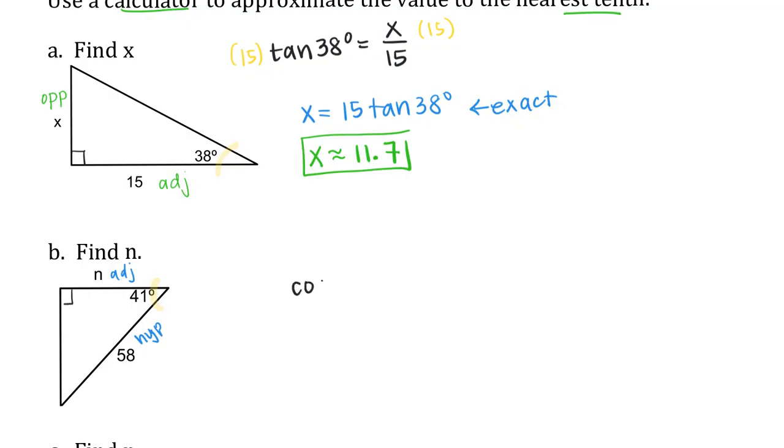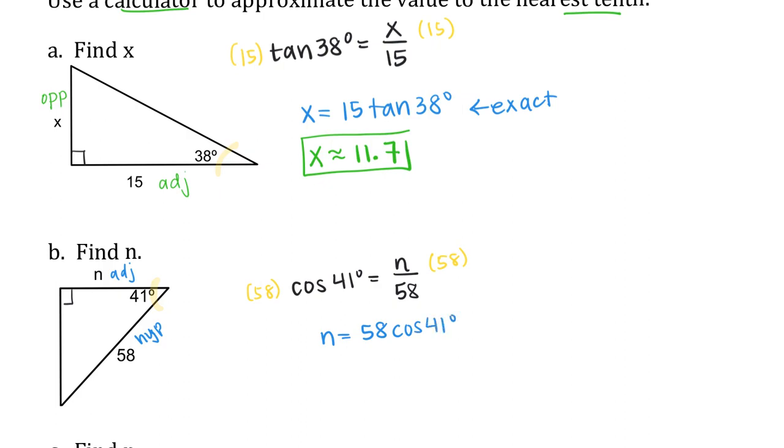So the cosine of 41 degrees is adjacent over hypotenuse. Okay, now we're going to solve for n. So n over 58, I'm going to multiply by 58. Okay, and again, I'm going to write it in exact form, even though it doesn't ask for it, just so you know. The 58's cancel out, so n equals 58 times the cosine of 41 degrees.